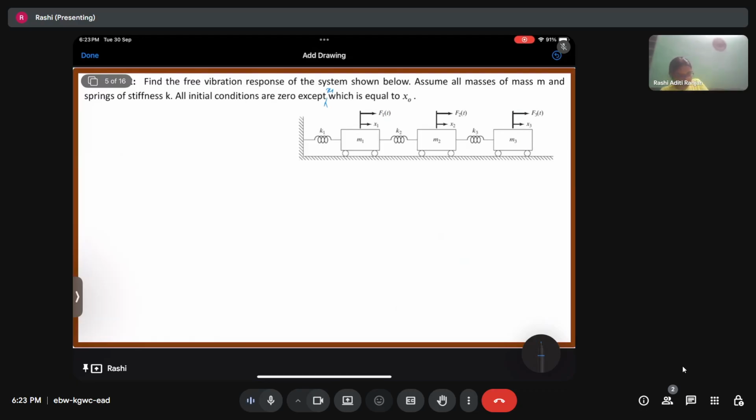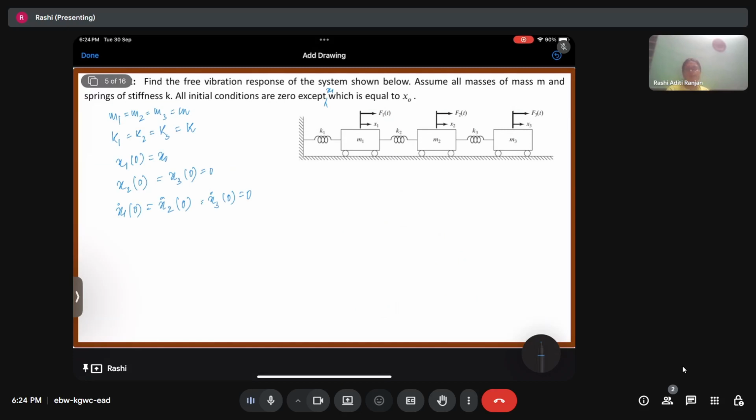We have to assume firstly all the masses are equal to m, all the stiffnesses are equal to k, and then we have the initial conditions: x1 of 0 is x0. Apart from that, we have x2 of 0 equal to x3 of 0 equal to 0, and x1 dot of 0 equal to x2 dot of 0 equal to x3 dot of 0 equal to 0. And we have to find the free vibration response of the system.